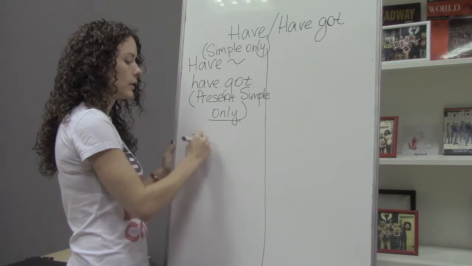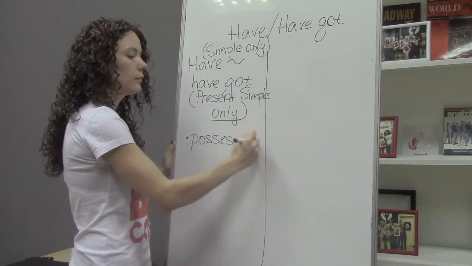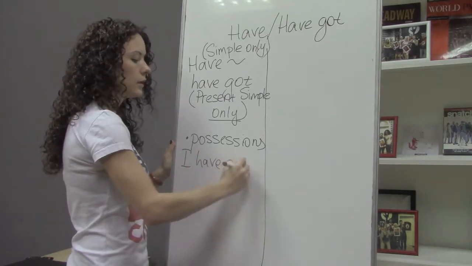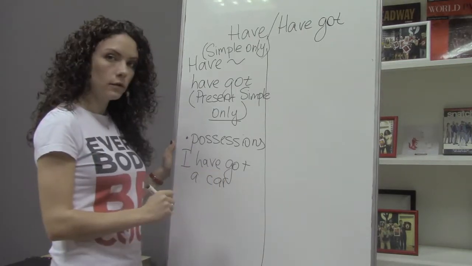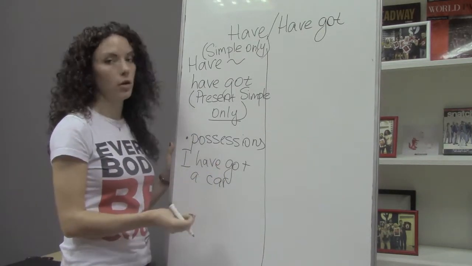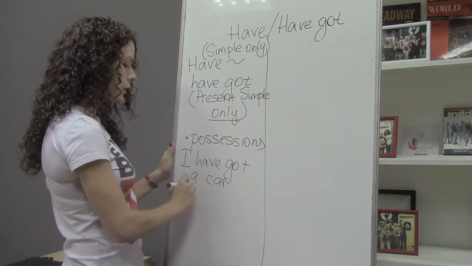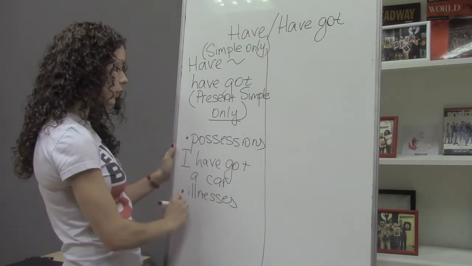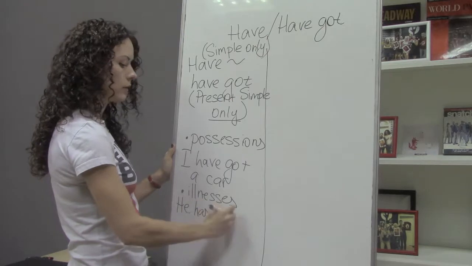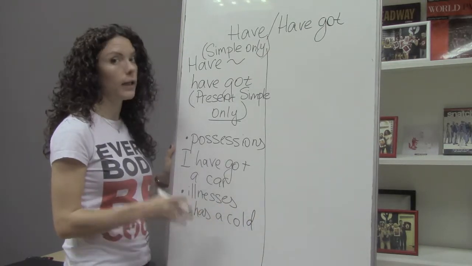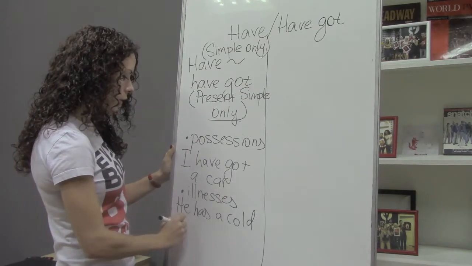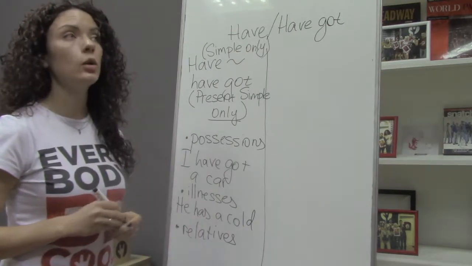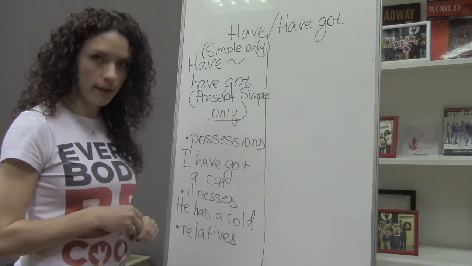So the cases when we use have got in the meaning of have are the following. When we talk about possessions, for example, I have got a car. You can also say I have a car. It's not a problem. When we talk about illnesses, he has got a cold or he has a cold. Or when we talk about relatives, for example, she has or she has got 3 sisters.